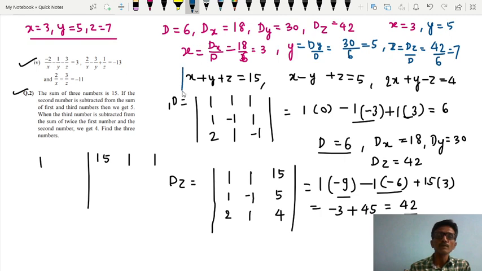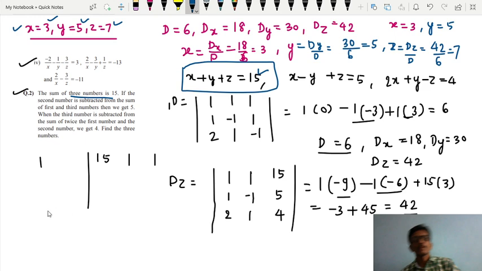Ye hamara equation hai. X is equal to 3 likhte hai, y is equal to 5, 8 ho gaya, 8 plus 7, 15. So they are correct answer. So that means the required numbers are 3, the 3 numbers are what? X is 3, y is 5 and z is 7. So here this problem is completed, the exercise is completed.